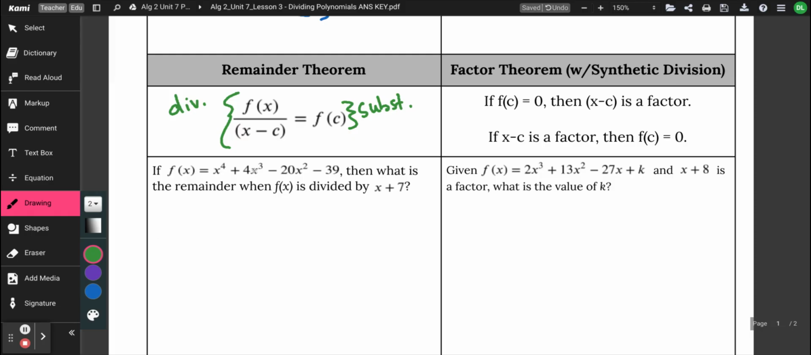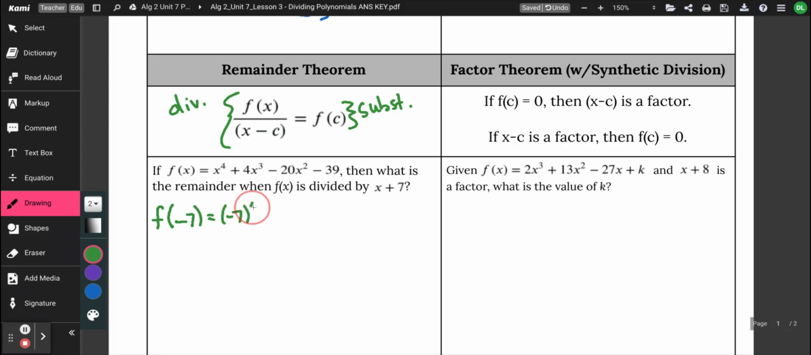Here they give us a function, and they also give us the denominator, x minus c. We're going to look at it both ways and see that this gives us our remainder value. If we just substitute in f of c, and x plus 7 is one of the factors, then negative 7 is my c value.